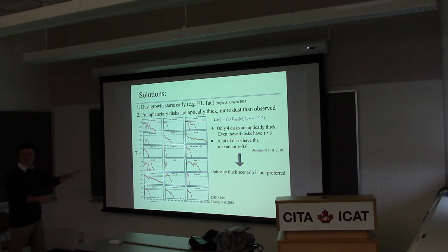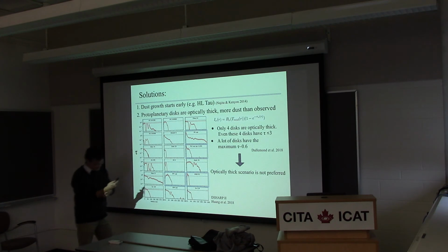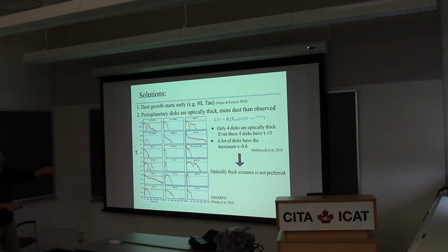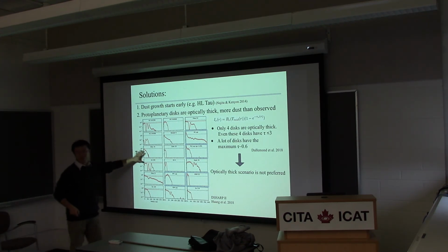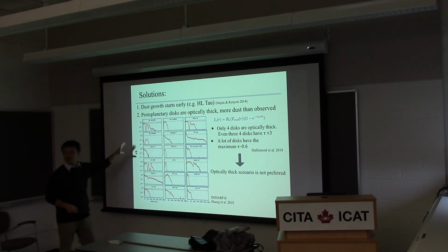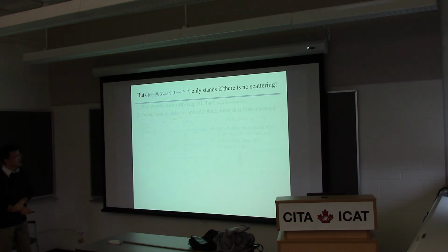Right. But I'll make an argument. 0.6 is important. So basically, from this argument, people don't prefer this optically thick scenario. They think, okay, these are optically thick. But I'll point out here that this formula only stands if there is no scattering.